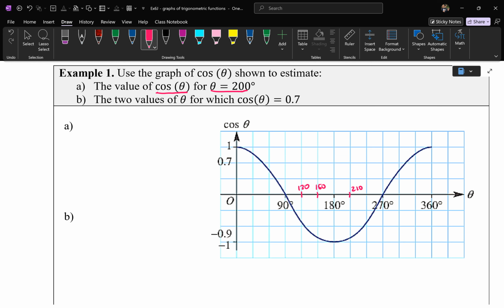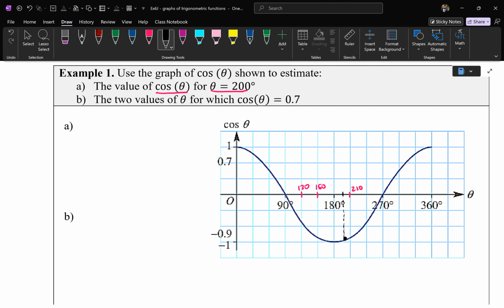So that means 200 degrees is roughly somewhere in between. If we were to estimate, we can say that's -1 at 180. So 200 degrees is roughly less than -1, maybe -0.9, maybe -0.8 or -0.85. That's an estimate because we can't tell unless the graph is drawn really clearly.